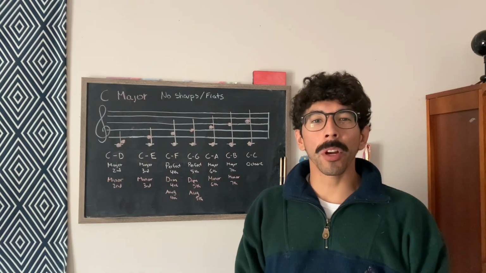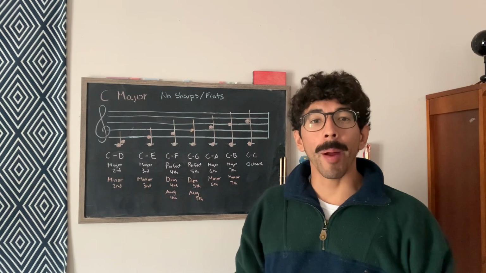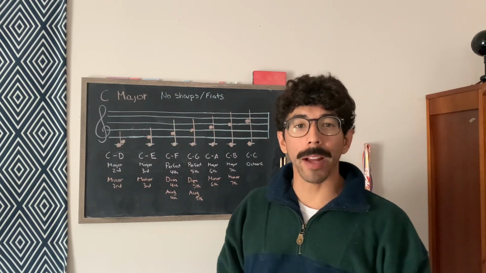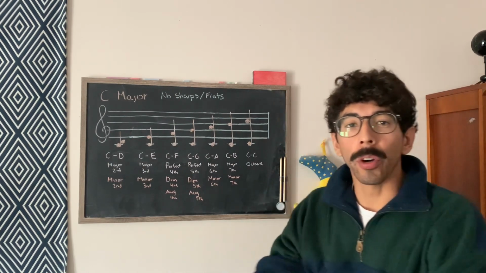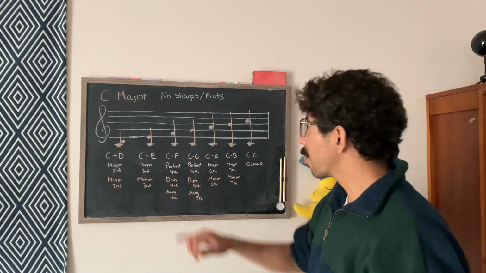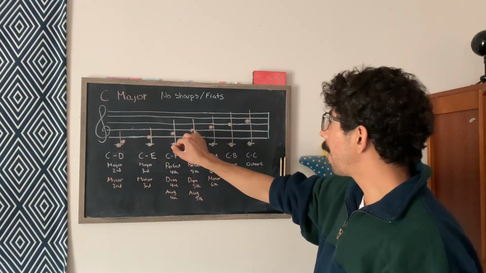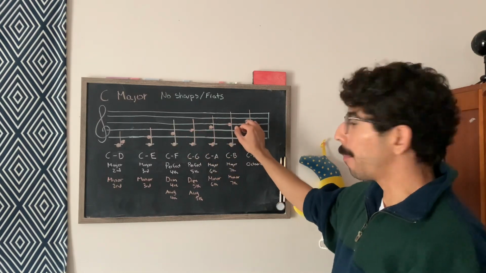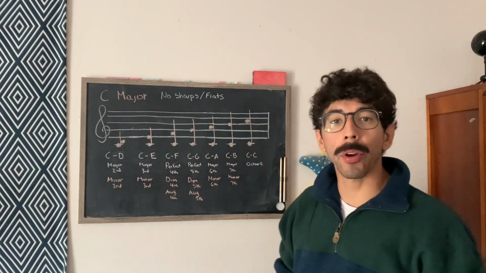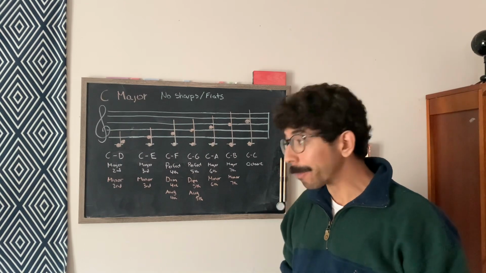Okay, so once again, we're going to be using C major. And remember that C major has no sharps or flats. It's all natural keys. So in the key of C, we're just going alphabetically: C, D, E, F, G, A, B, and back to C. And that composes the C major scale.